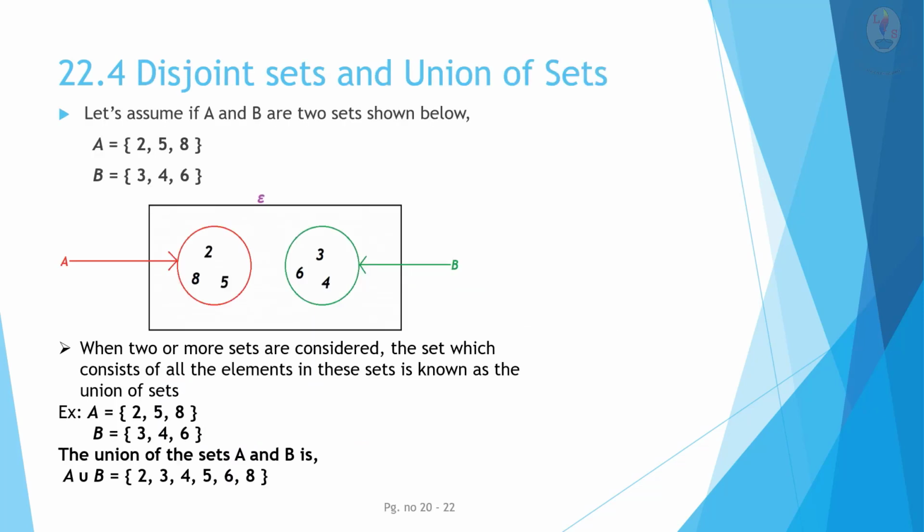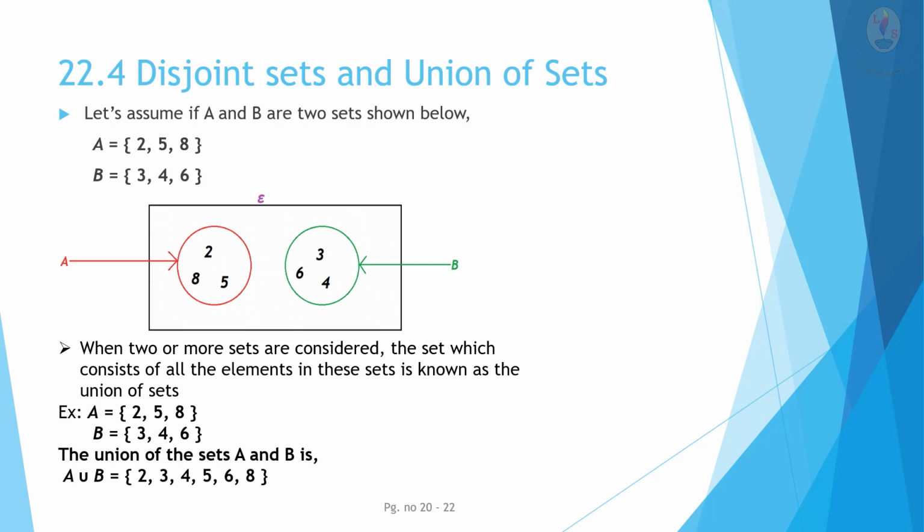22.4 Disjoint sets and union of sets. Let's assume A and B are two sets shown below. Set A includes the elements 2, 5, 8. Set B includes the elements 3, 4, 6. Can you see, are there any common elements here? No, there are no common elements here.